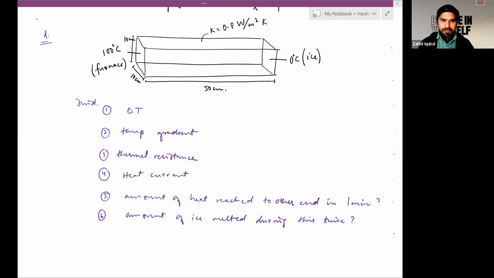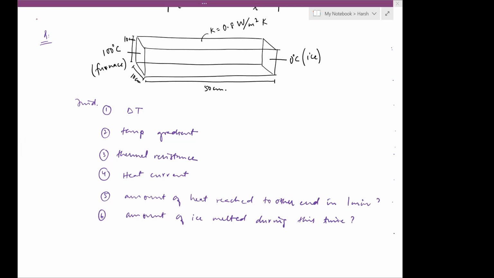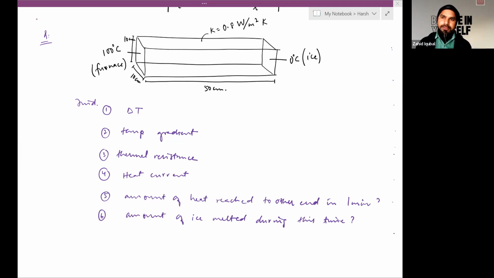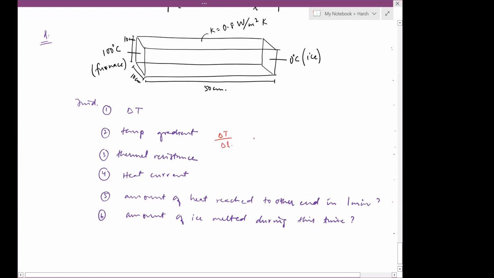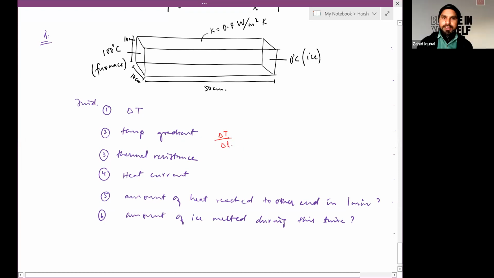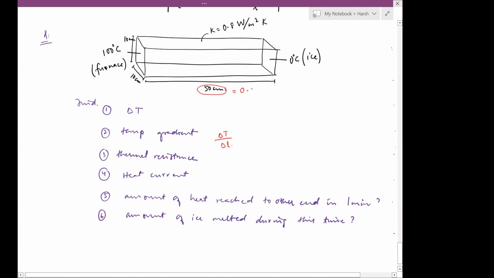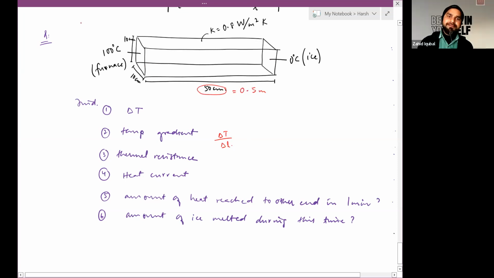Second, we have to calculate temperature gradient. Temperature gradient means change in temperature with respect to change in length. That means you have to calculate delta T divided by delta L. Delta T is the total temperature difference across its ends, and delta L for that part we have 50 centimeters, that is 0.5 meter. Yes, sir.